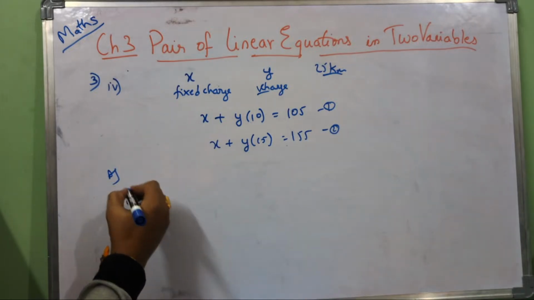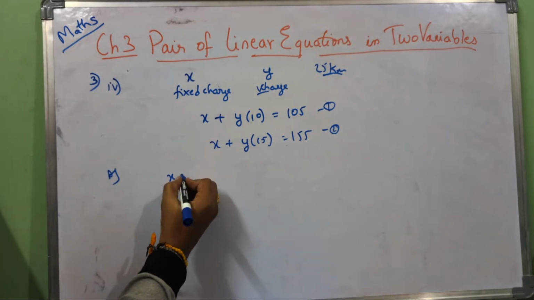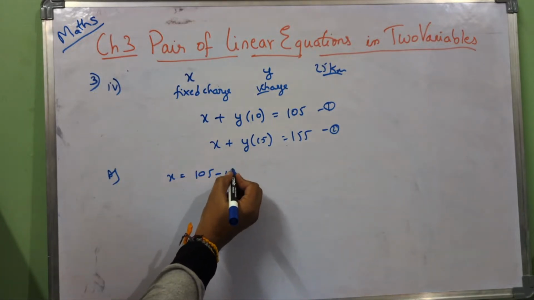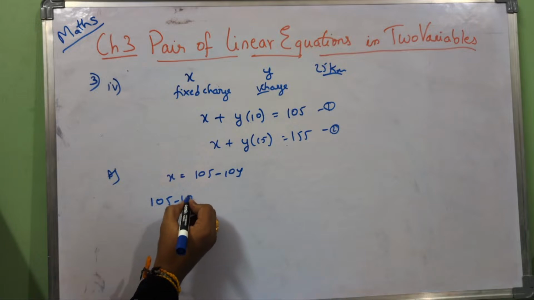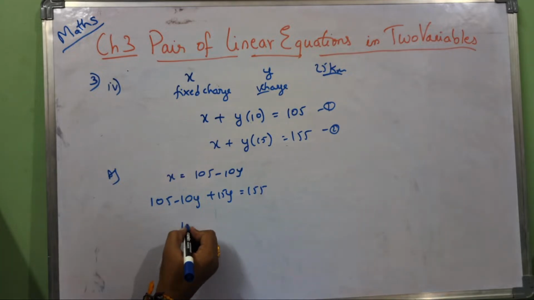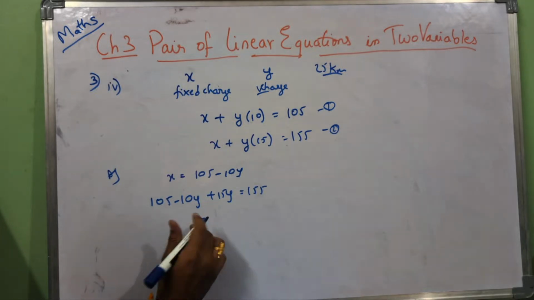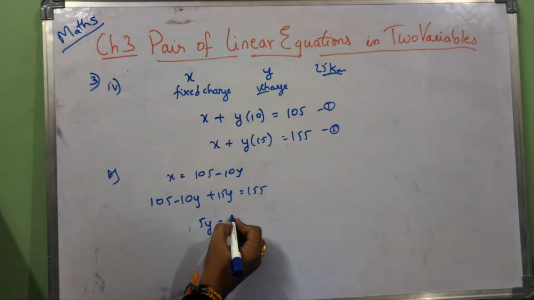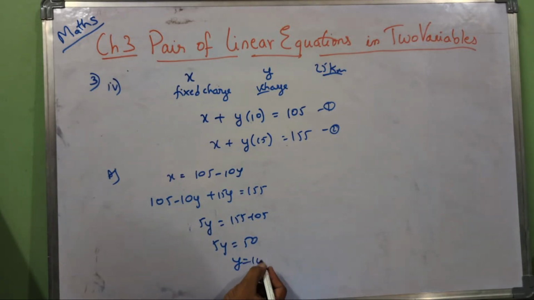I'm using the first equation now because this is the smaller one. So now x becomes 105 minus 10y. Substitute this here. 105 minus 10y plus 15y is equal to 155. If you move 105 to the right side, this becomes 15y minus 10y, that is 5y, is equal to 155 minus 105. So 5y becomes 50, so y is equal to 10. Therefore, the variable charge per kilometer is 10.